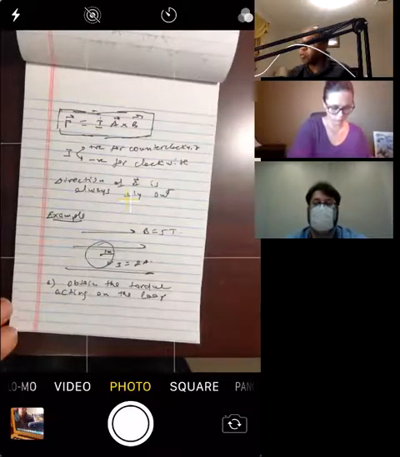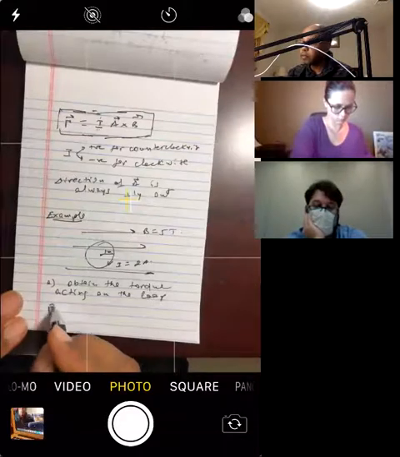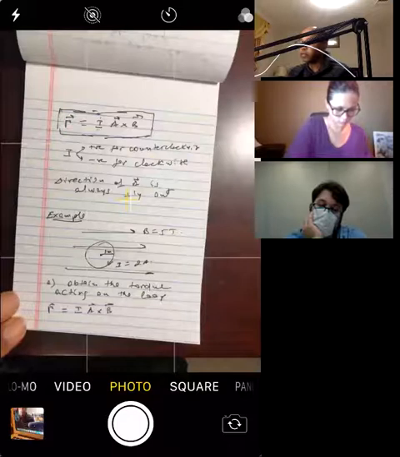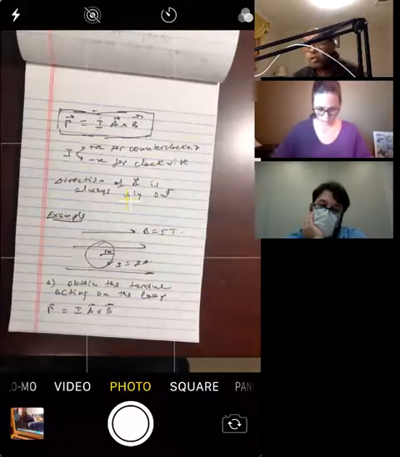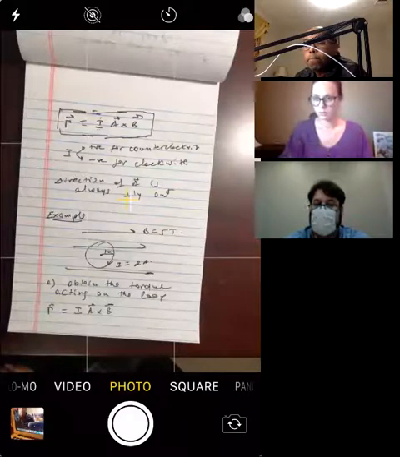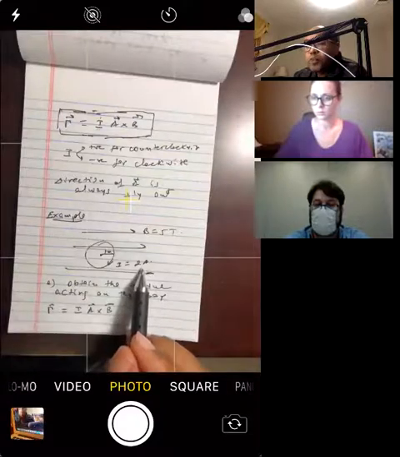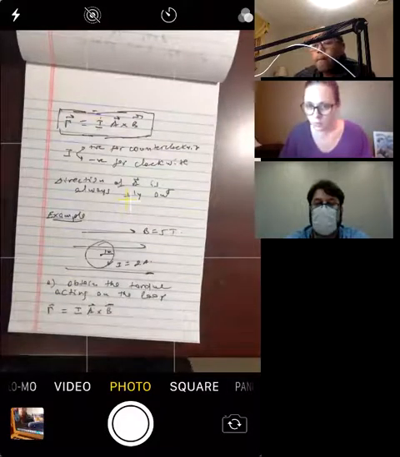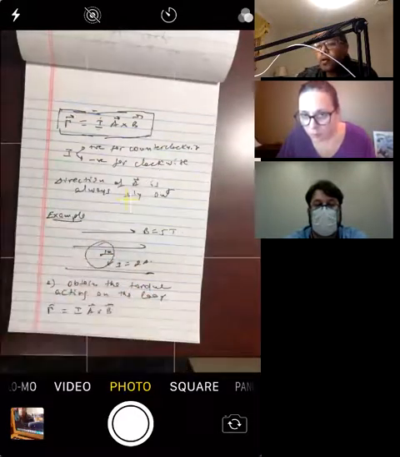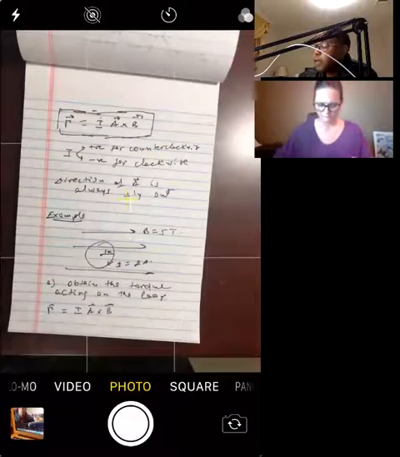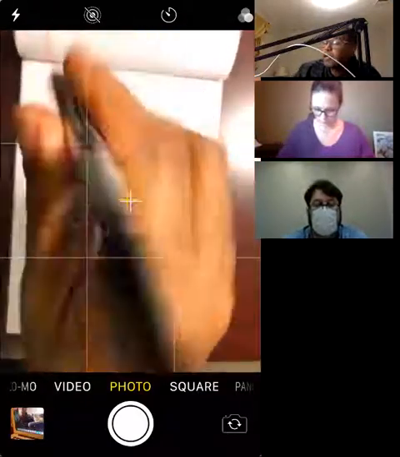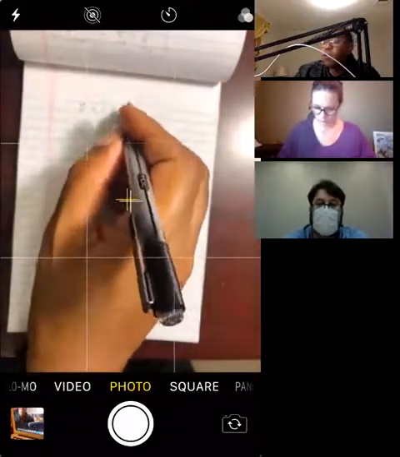Well, torque is I A cross B. So we just have to obtain these values. What's the value of I? Can you tell me? This value is 2, but is it positive or negative? Remember over here? Negative for clockwise. So I is negative 2. We have I is negative 2 amps because it is clockwise, right?